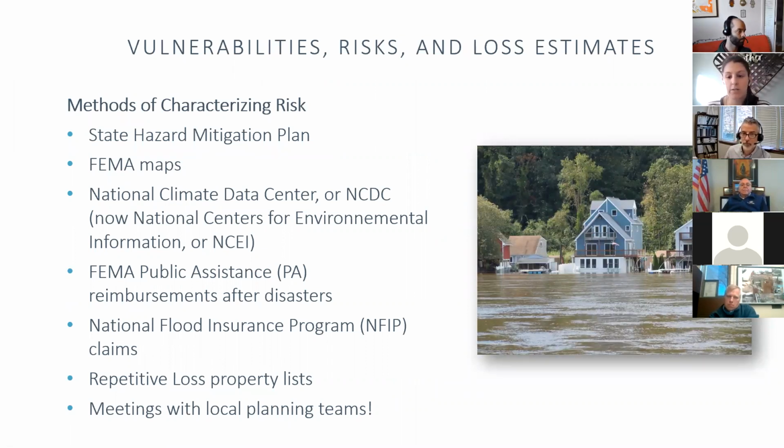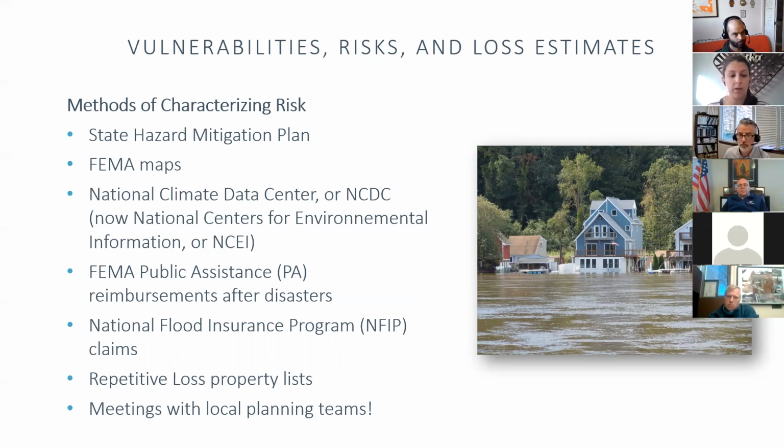So in order to characterize the risk for the region, we want to be able to verbalize that risk. So how do we do that? One big part is these meetings, these workshops with you folks. We take a look at the State Hazard Mitigation Plan and the overall risks that are characterized in that plan. We take a look at the FEMA maps, NCDC, which is now the National Centers for Environmental Information, or NCEI, FEMA Public Assistance, the National Flood Insurance Program, and repetitive loss properties. We take all that information, and this is a qualitative description of the risks in the region.